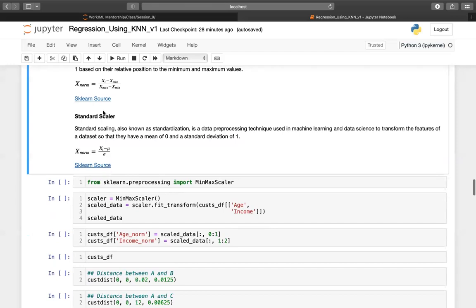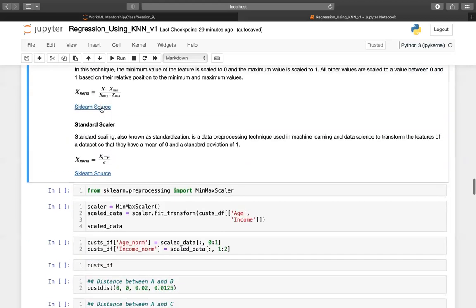So how do we do that? In this particular example, we will only use min max scaler. The standard scaler we will keep for future sessions. There are of course many other algorithms which take the help of distance calculation, so we will explore standard scaler in one of the future sessions.